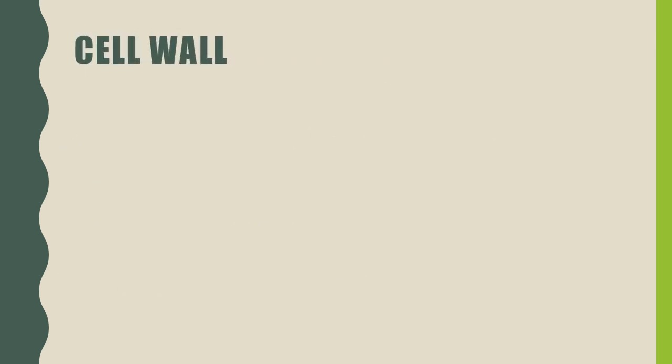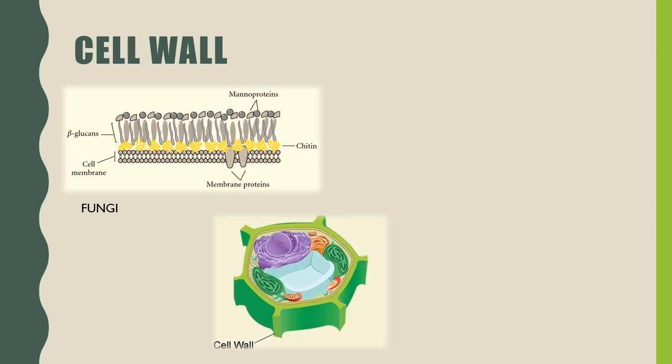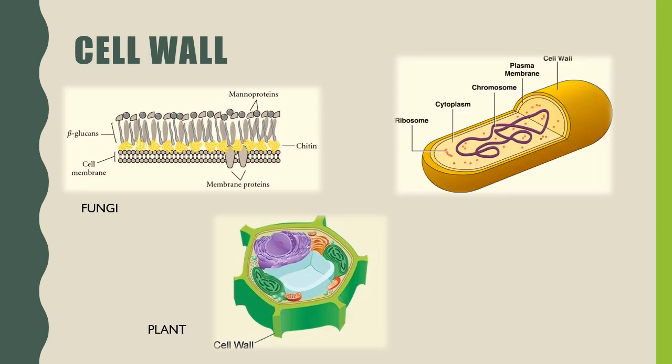We start with the cell wall. The three groups of organisms which have cell wall are fungi, plant and bacteria. In fungi, the cell wall is made up of a special type of carbohydrate which is known as chitin. Chitin is a complex carbohydrate, which means it contains something other than carbon, hydrogen and oxygen.